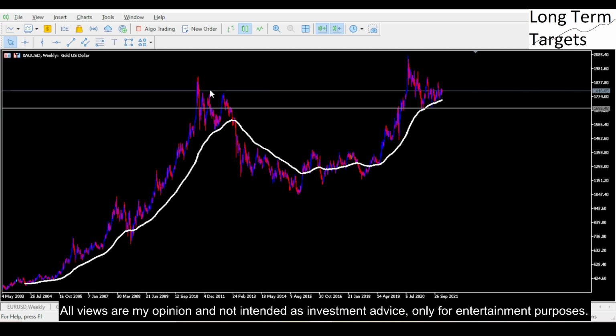So the way that you want to handle buying the metals is a bit different to the way that you want to handle your Forex pairs.